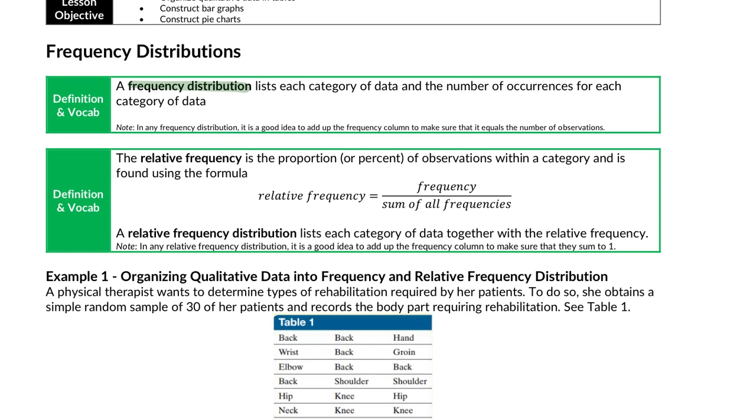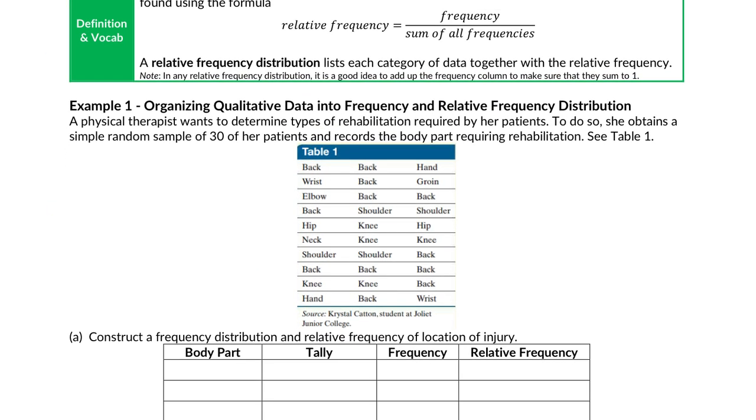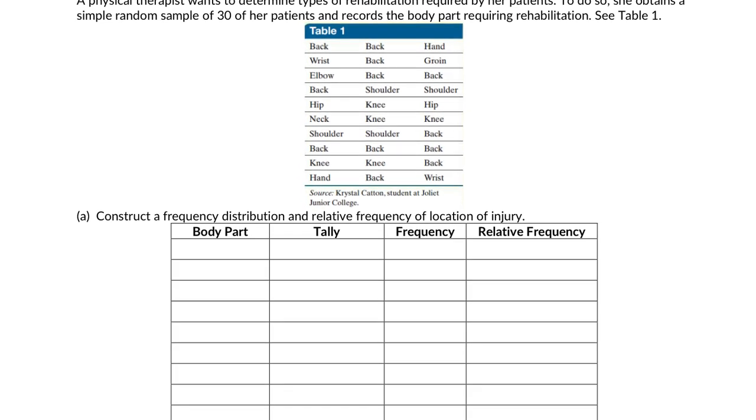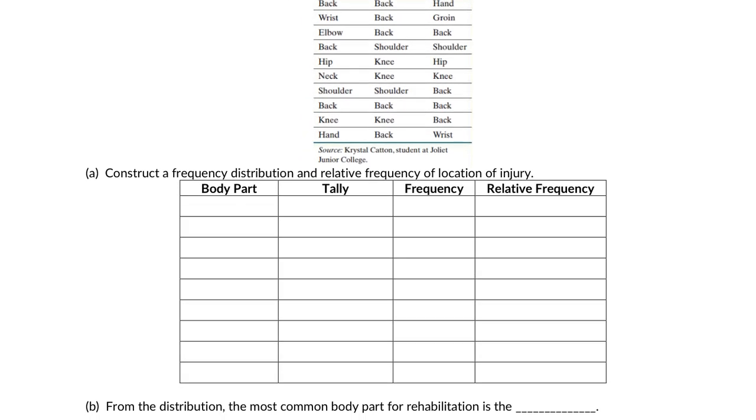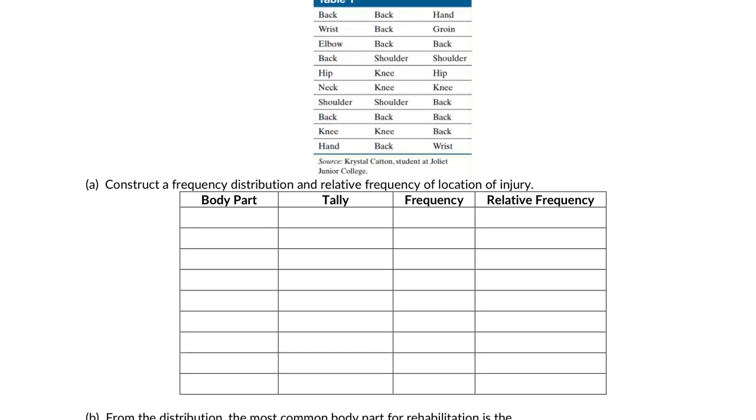So if we look at example 1, it says a physical therapist wants to determine the types of rehabilitation required by her patients. To do so, she obtains a simple random sample of 30 of her patients and records the body part requiring rehabilitation. We're going to start off by doing a frequency distribution of this information. So let's look through here. Let's make a frequency distribution and then eventually a relative frequency, which comes later. What are all of the things that you see in this table? We're going to organize it in an organized fashion.